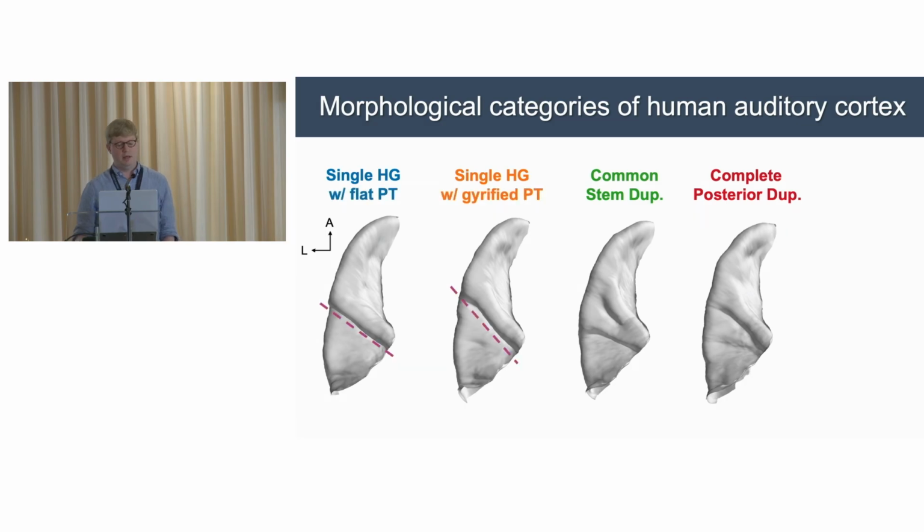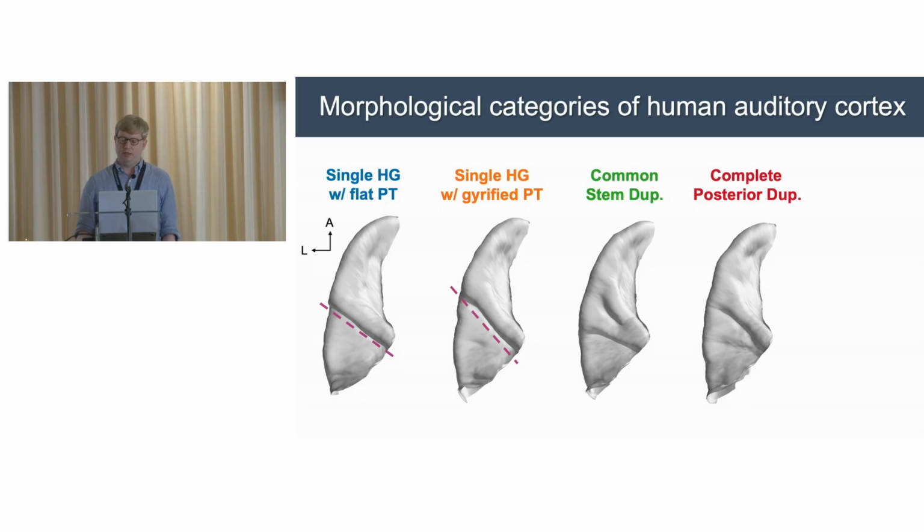One, the single Heschl's gyrus in orange has a gyrified planum temporale. There's a lot of curvature there compared to the single Heschl's gyrus with a flat planum temporale. There's also a difference in the angle of the gyrus. One runs much more anterior-posterior, and the other one runs more mediolateral.